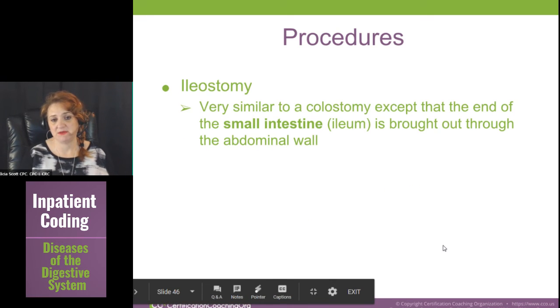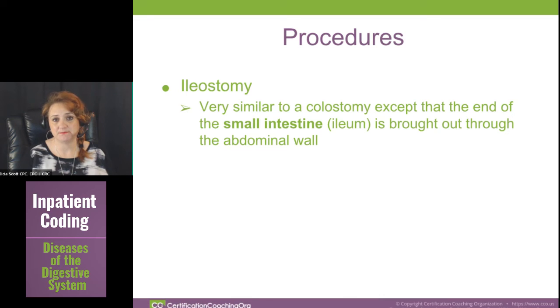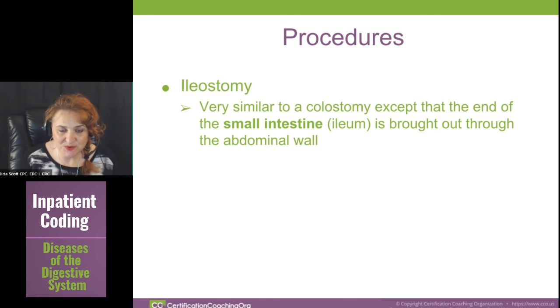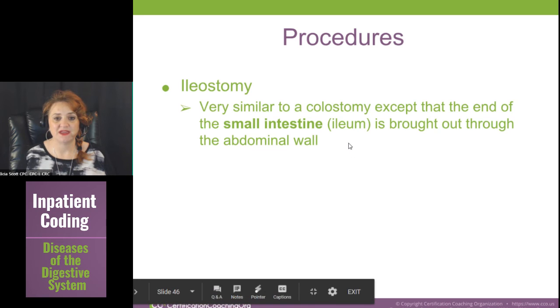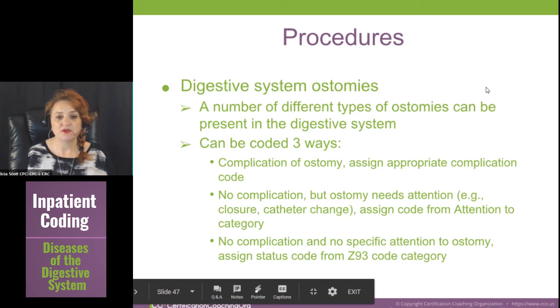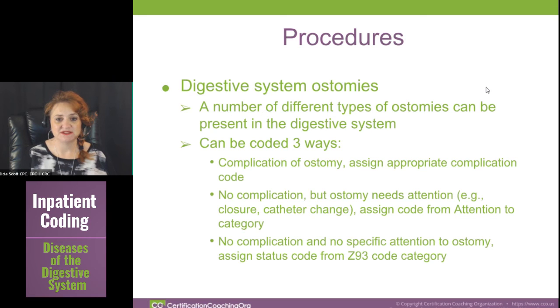Ileostomy is the same thing as a colostomy, except we're in the ileum instead. That's why you need to know the difference in the different areas of the intestines. Again, it's the small intestine, and it's at the ileum. Other ostomies that happen in the digestive system are listed by location. The first thing they're going to want to know is, is there any complication of the ostomy? If there is, then it's a complication code.